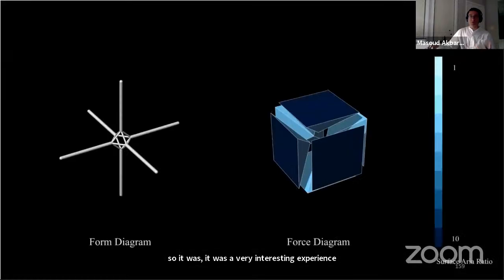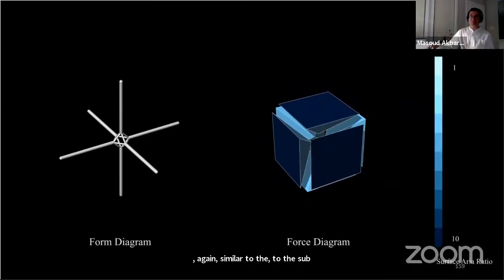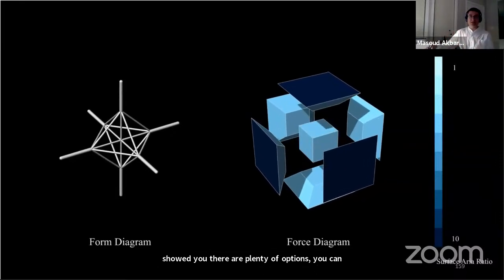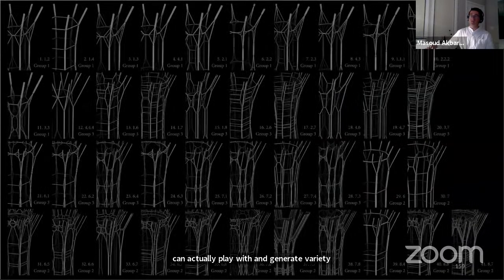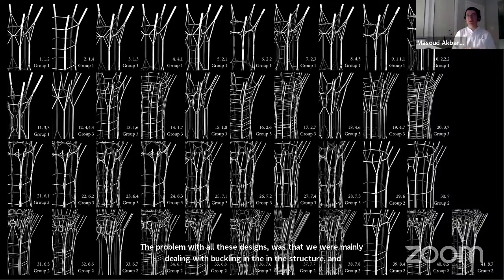And again, similar to the subdivisions that I showed you, there are plenty of options that you can play with and generate a variety of different structural forms that could be designed for the same boundary condition. The problem with all these designs was that we were mainly dealing with buckling in the structure. And obviously the fabrication of the project is not easy because we are dealing with three-dimensional nodes, and it has to either be 3D printed or any other method needs to be developed, which is not really easy.